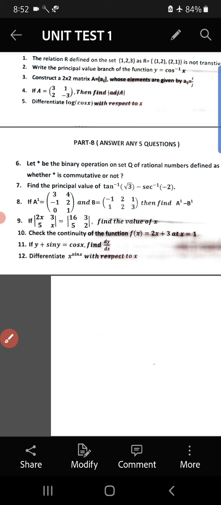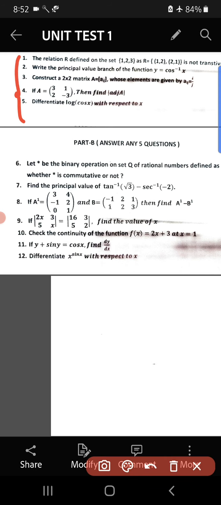In our previous two sessions, we have worked out all the questions of part A and part B. So let us consider the remaining parts in the next session.